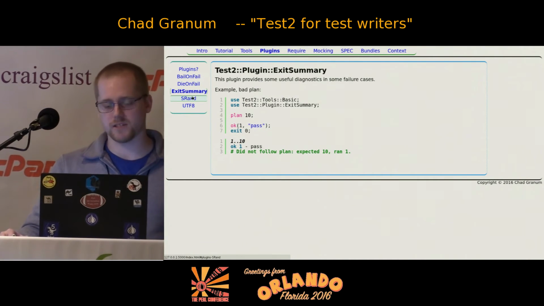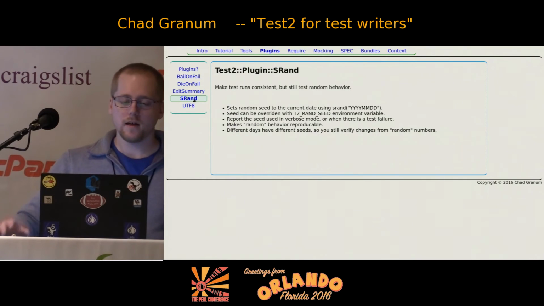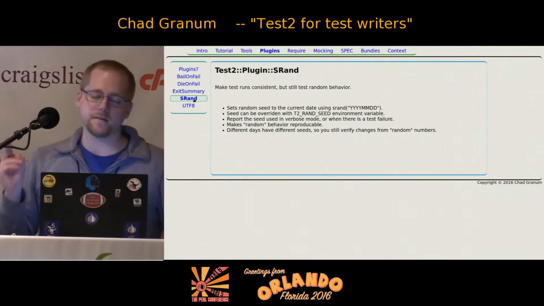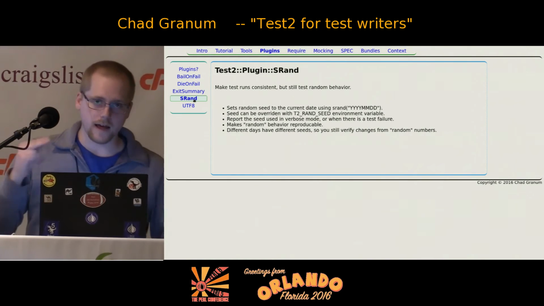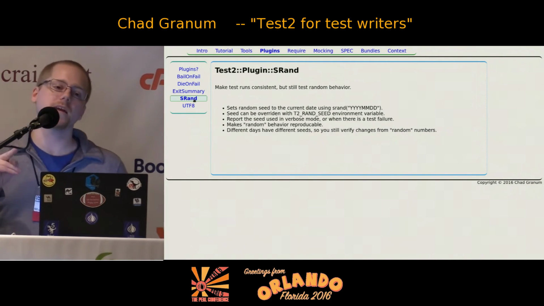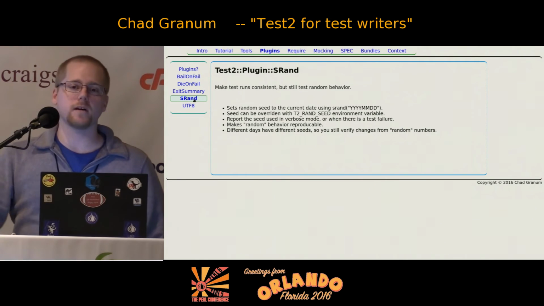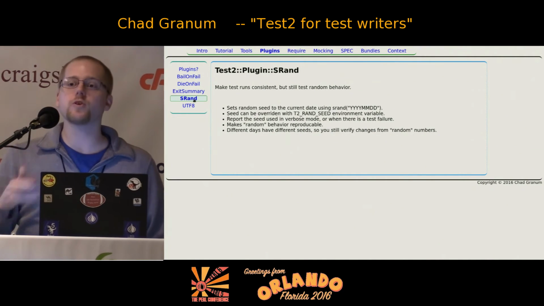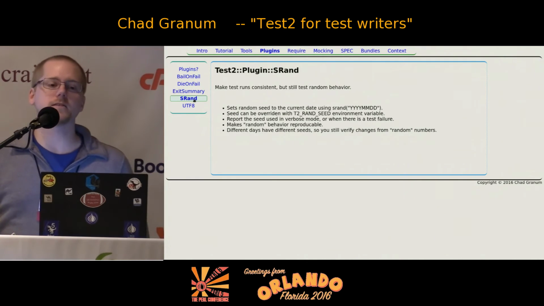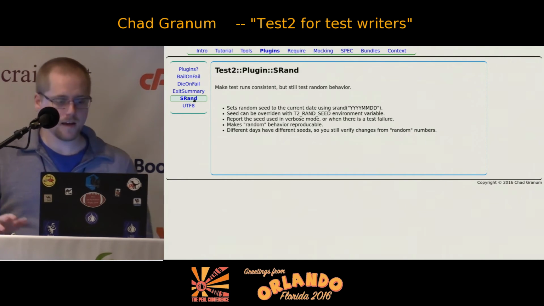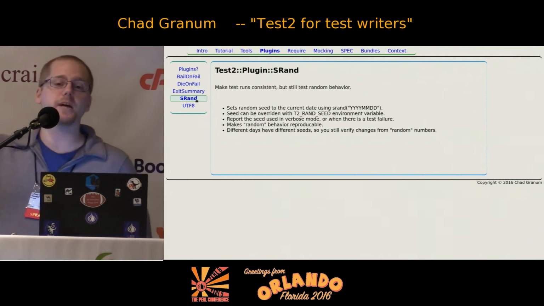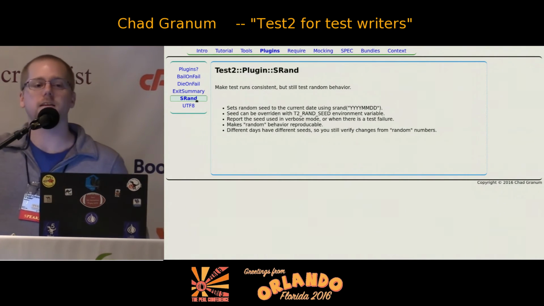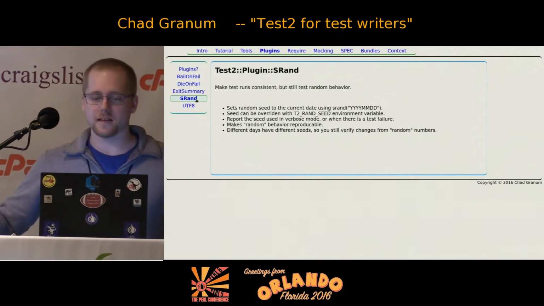Exit summary is just a summary of why your test failed. srand. This is a really nice thing to use. It will set your random seed to the current date at the beginning of your test so that on any given day, random behavior, unless it's a hash key thing, will always be identical. So you can reproduce your failures that are a result of randomness. But every day, it'll be a new seed, so running your test continually will still check that, oh, if it's a different seed, yes, things still pass.